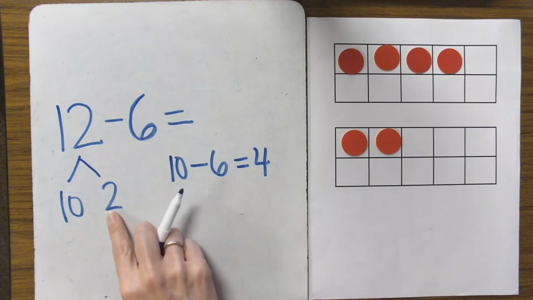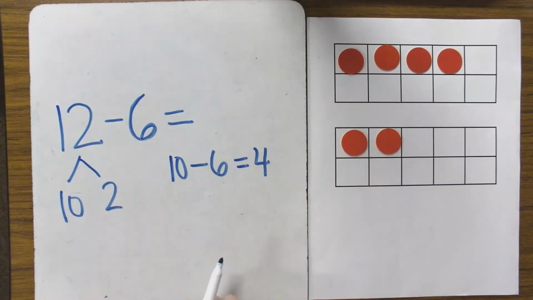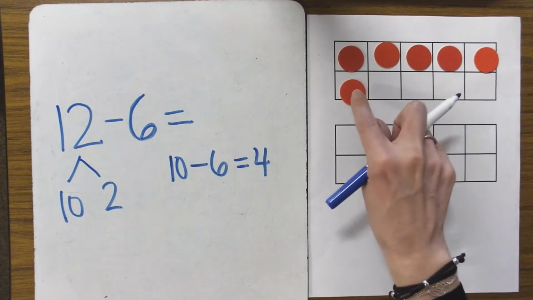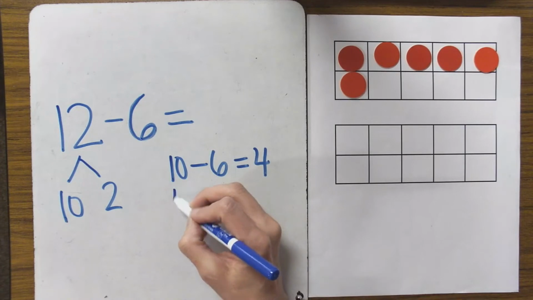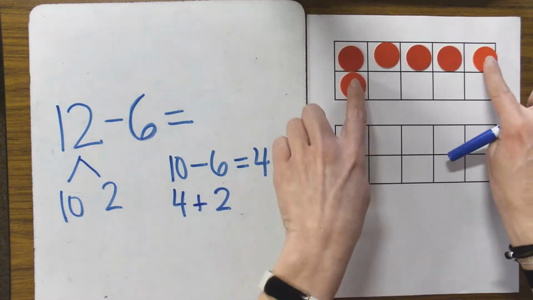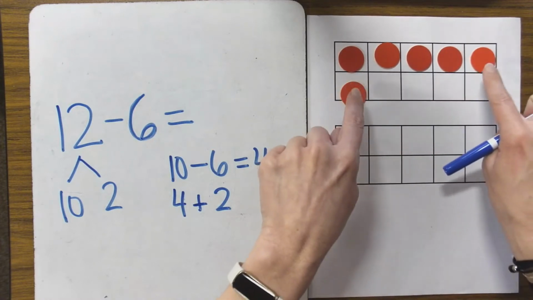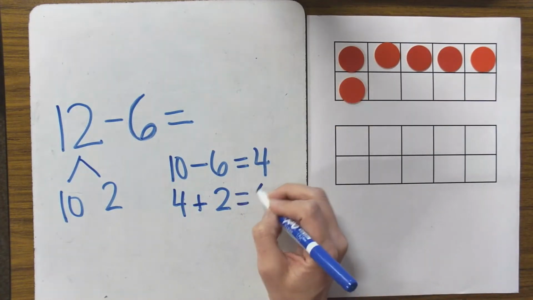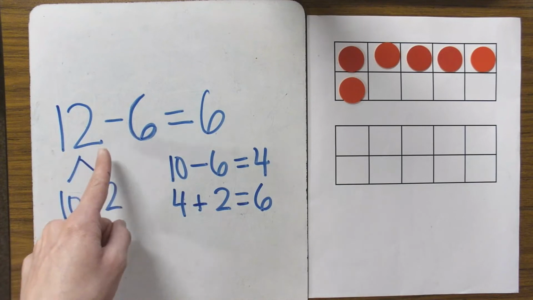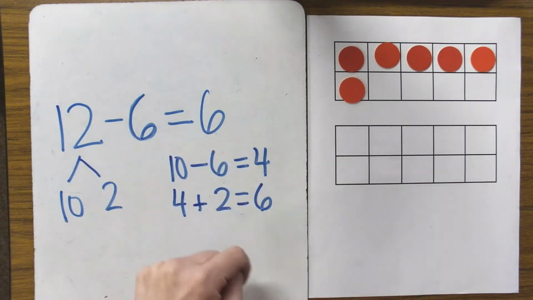Now I need to put the 2 that I saved from the 12 back together with the ones I have left over. So I'm going to move those up into my top 10 frame. So I had 4 left over plus the 2 at the bottom, and I am left with 6 altogether. So 4 plus 2 equals 6, and 12 minus 6 equals 6. Hey, that's also a doubles fact.